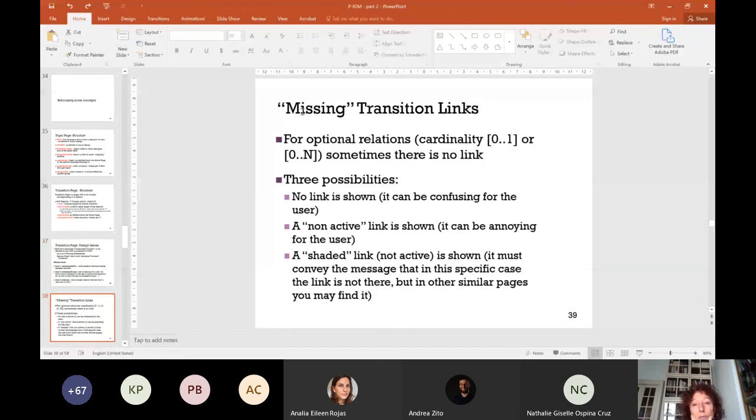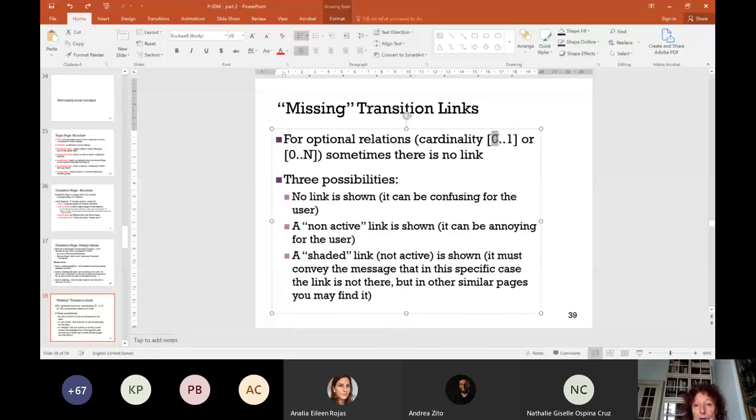Okay, there are also situations in which the cardinality is 0,1, so you have a missing relationship, or you have 0,n, so you have situations in which there are 0 related elements, or at most 1, or at most n. So in this case, you can decide, okay, I do not show any link. If you have a teacher without courses, you say without courses. This is a special case. This teacher this year has no courses. You do not include any link.